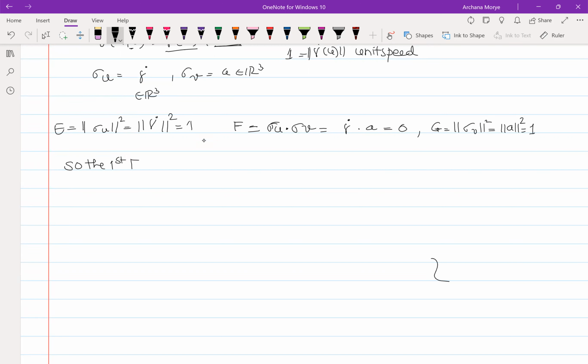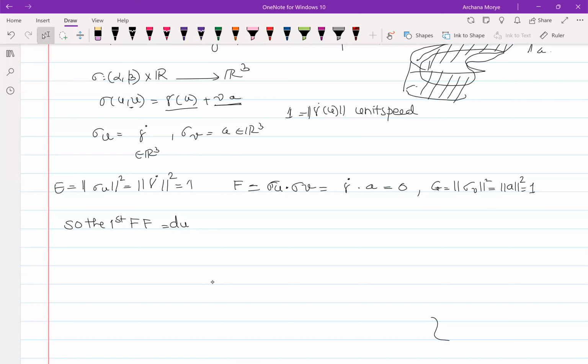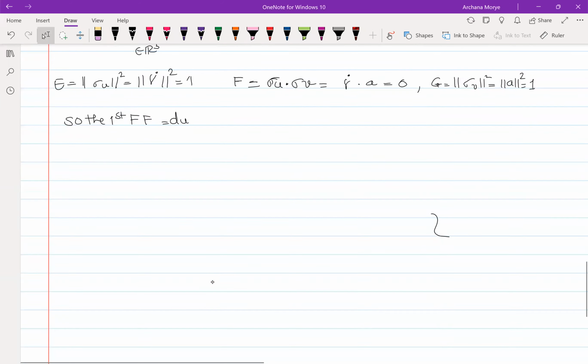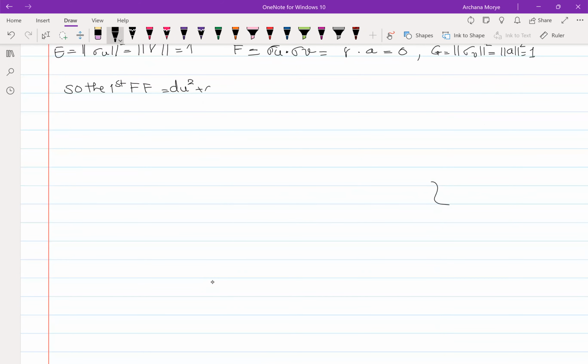du square plus dv square. That is correct. So du square plus dv square, that is our first fundamental form. Now we understood how to calculate the first fundamental form. Then later we will see how to calculate arc length.